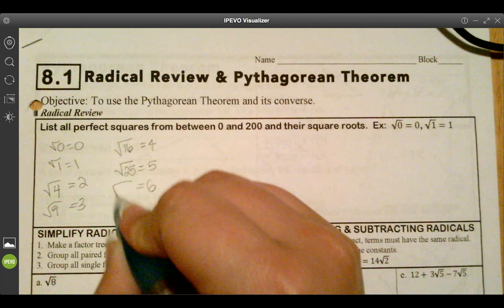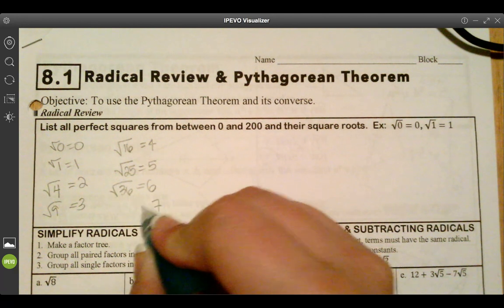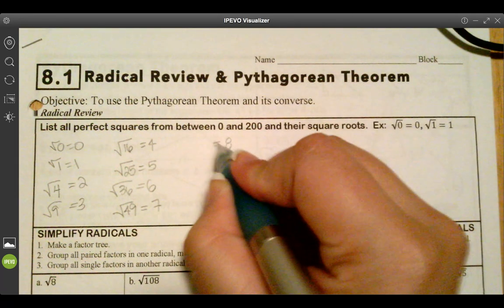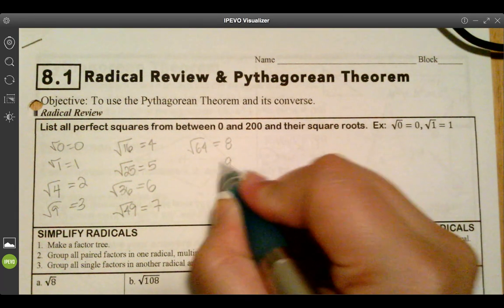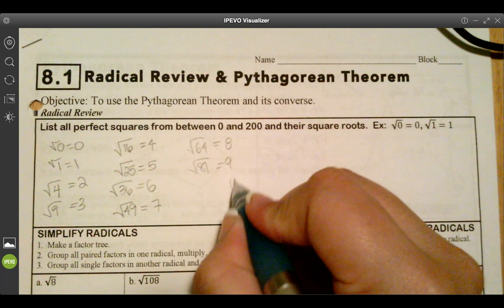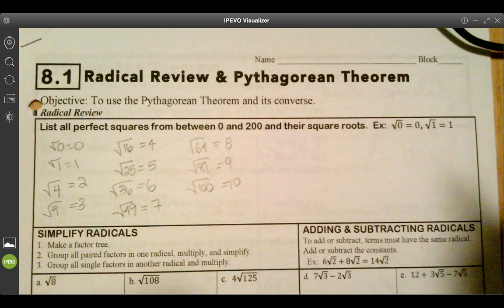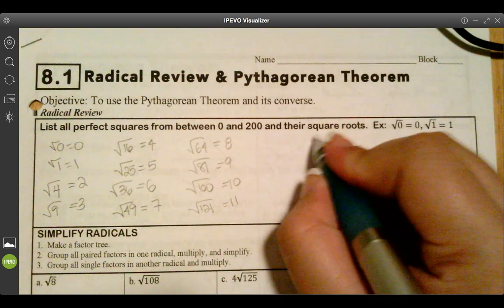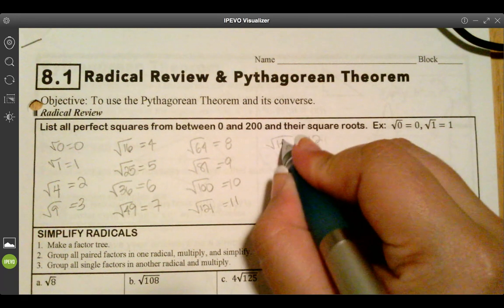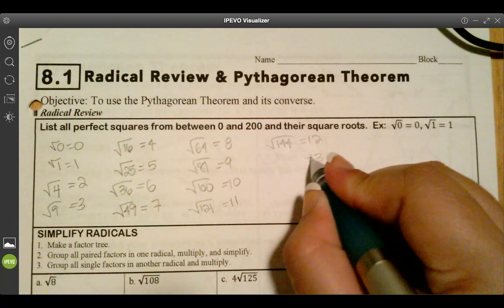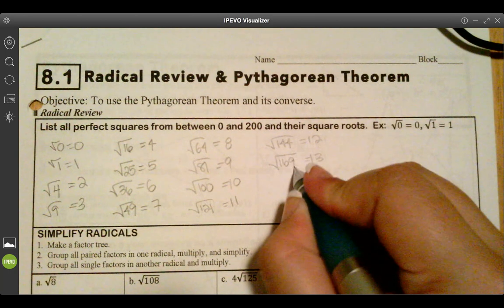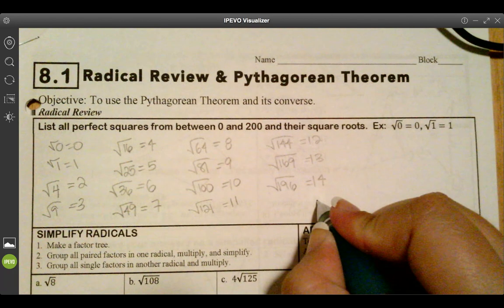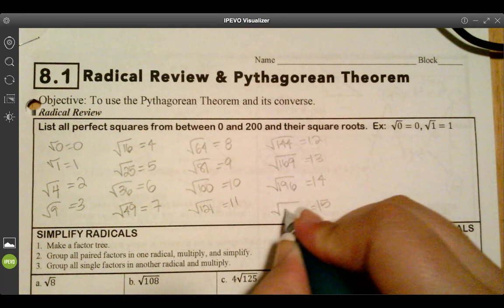To get 6, we take the square root of 36. 7 is the square root of 49. 8 is the square root of 64. 9 is the square root of 81. 10 is the square root of 100. 11 is the square root of 121. 12 is the square root of 144. 13 is the square root of 169. 14 is the square root of 196. And then 15, this will be our last one, is the square root of 225.